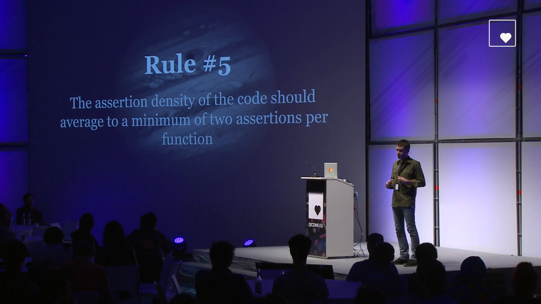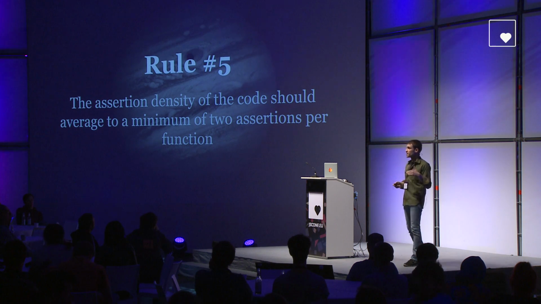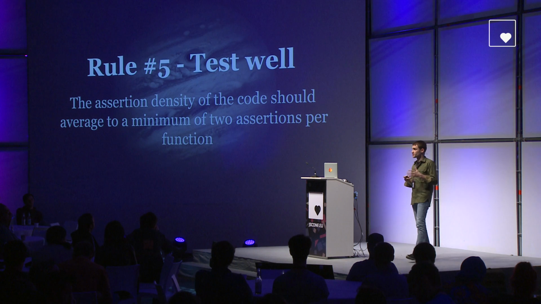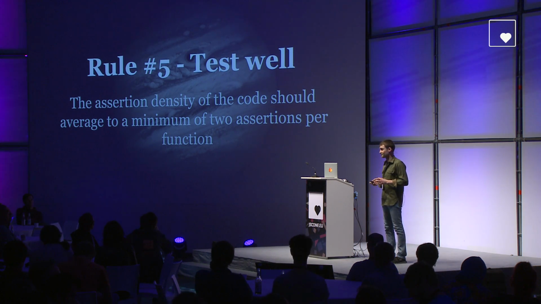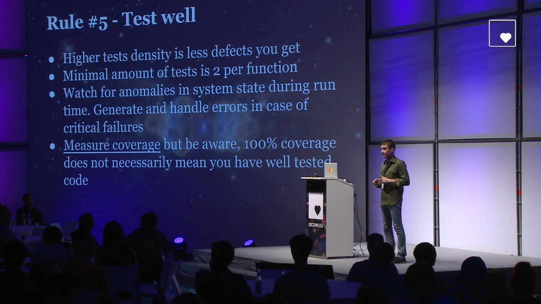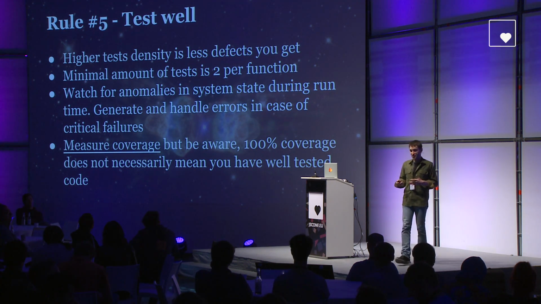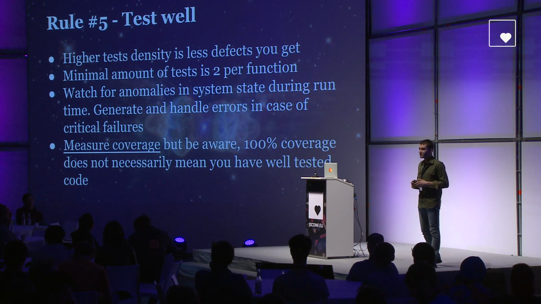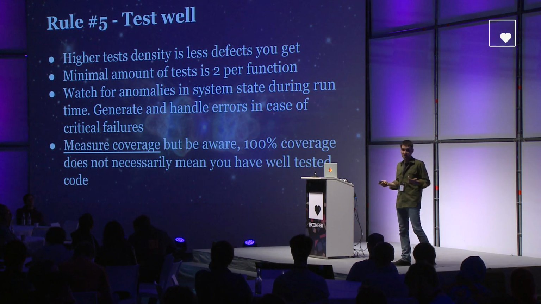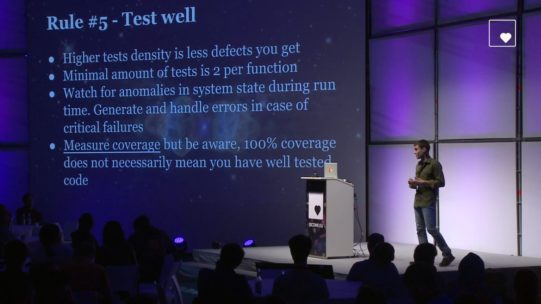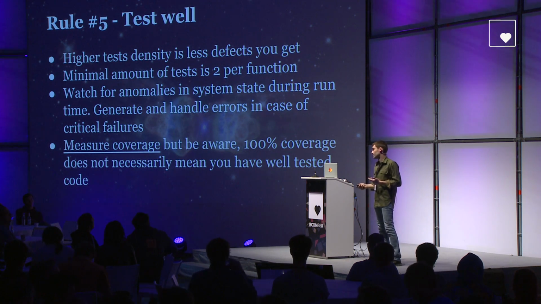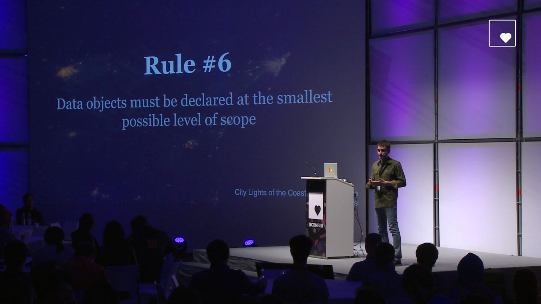Rule number 5: the assertion density of the code should average a minimum of 2 assertions per function. Assertion is not a unit test. An assertion is something running at runtime that checks whether the state of the application matches what is expected. So rule number 5 for us sounds like: test well, right? Higher test density means fewer defects, for sure. The minimal amount is 2 per function. Let's try it. Watch for anomalies in system state during runtime, generate and handle errors in case of critical situations. Measure coverage, but be aware, 100% coverage doesn't necessarily mean you have well-tested code, because coverage is a quantitative, not qualitative, metric.